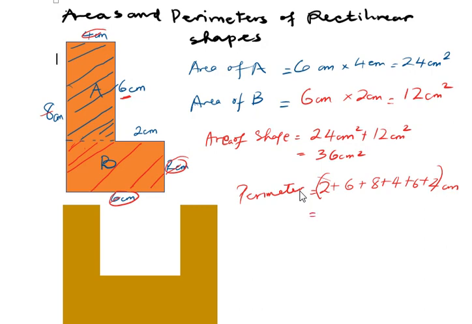When you add, this is 10, 20, 28 cm. So the perimeter of the L shape is 28 centimeter.